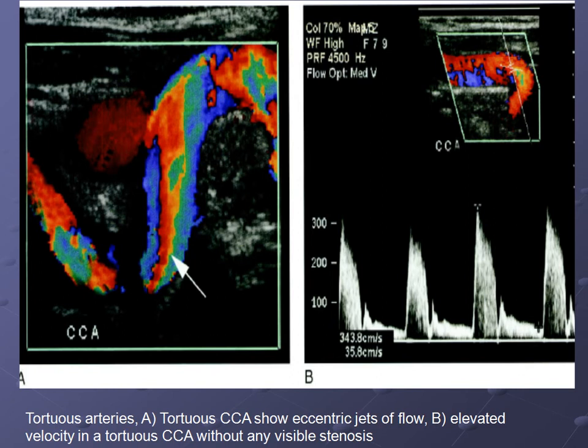If there is a stenosis, you measure like normal, but you be careful with the angle. You should make sure that the angle is correct because the artery is tortuous and there is stenosis. You should measure the post-stenotic velocity very carefully, making sure that the angle direction is parallel to the direction of blood flow, not to the direction of the artery.